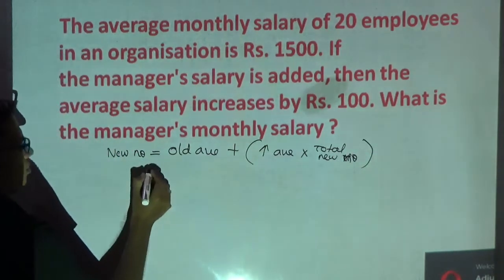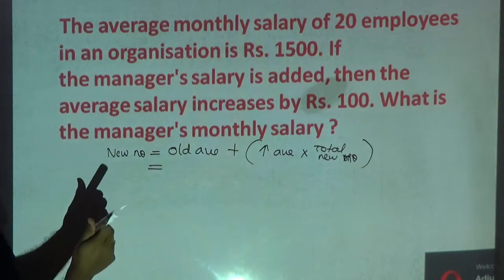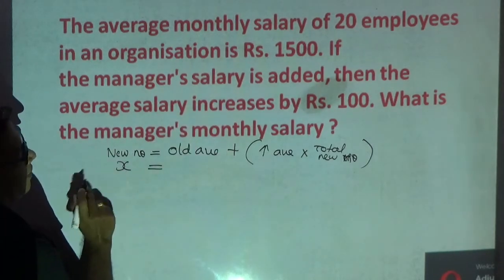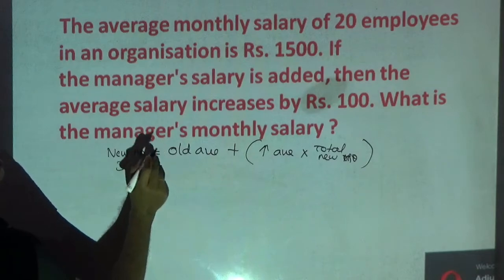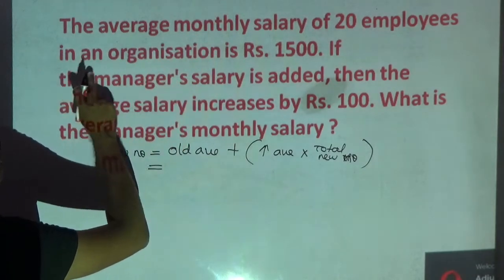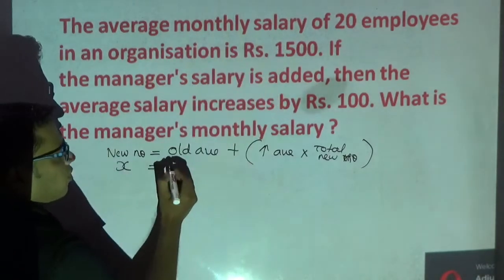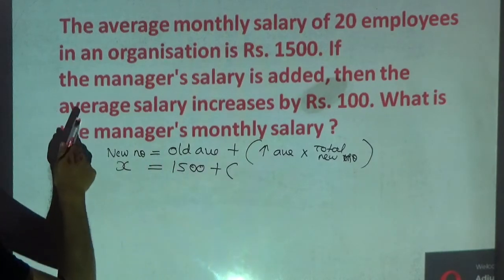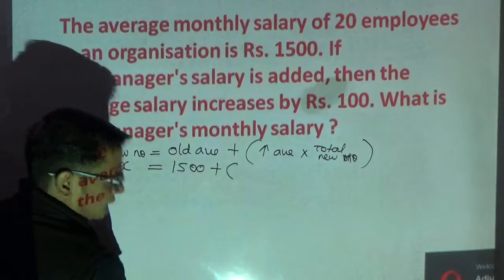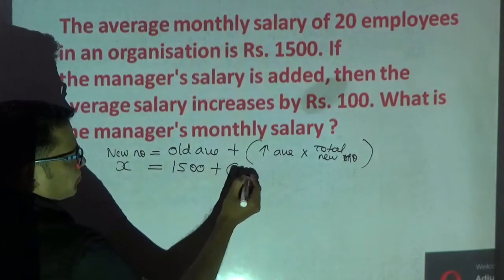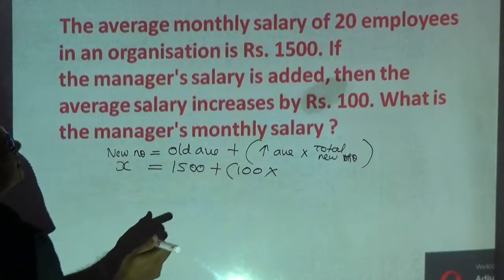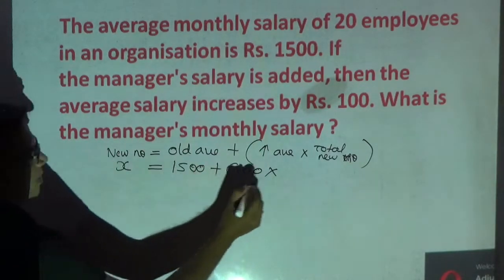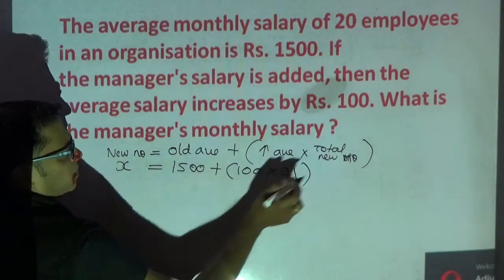Now, they are asking the salary of the manager, so that is the new number, which I will call X. The old average is given as 1,500, plus the increase in the average, which is 100, into the total number of people. Earlier there were 20 employees. Now if the manager is included, it becomes 21.